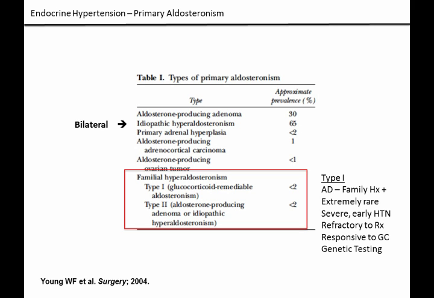And fortunately now there's genetic tests. So if you have someone you're working up with primary aldosteronism, you always want to take a good family history and find out how early their high blood pressure developed and keep this disease in the back of your mind.